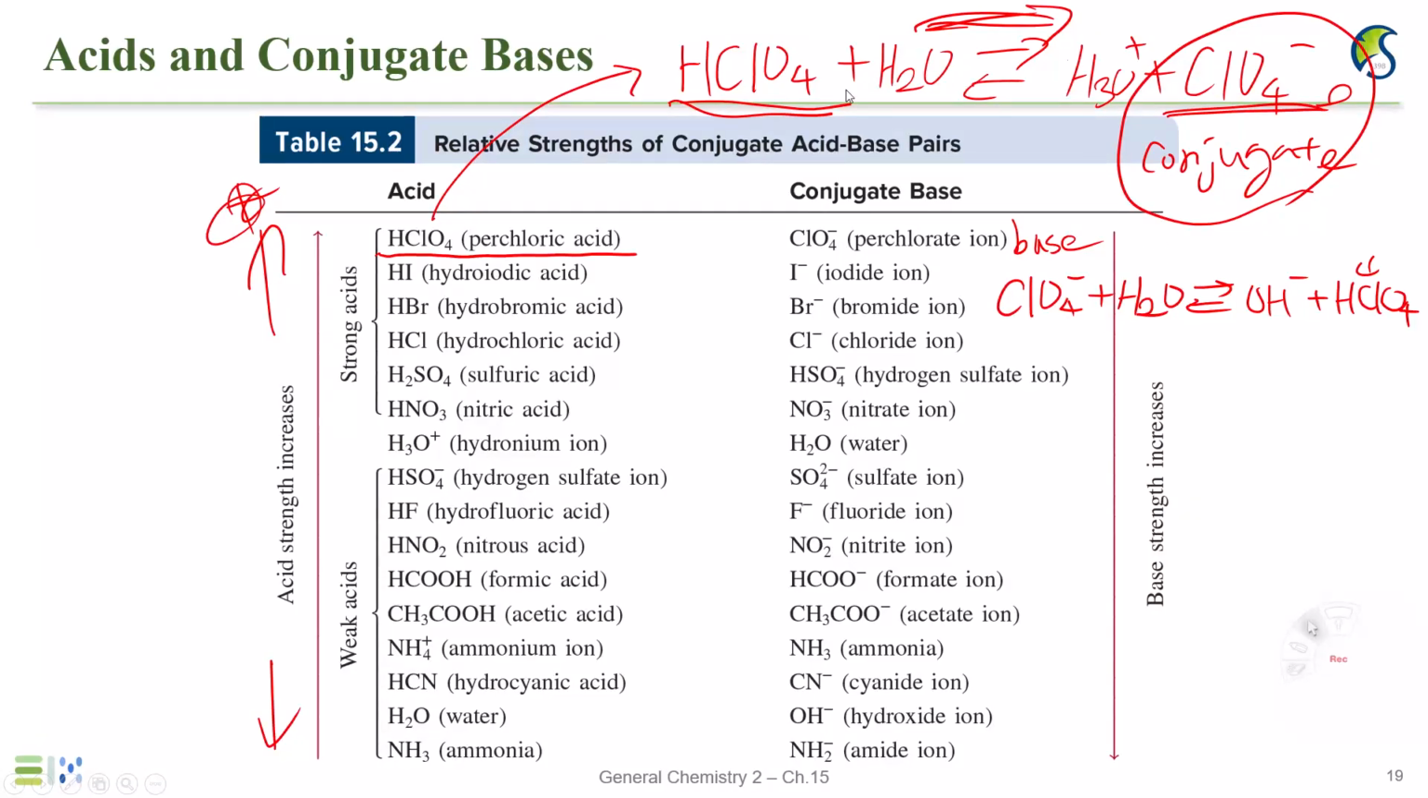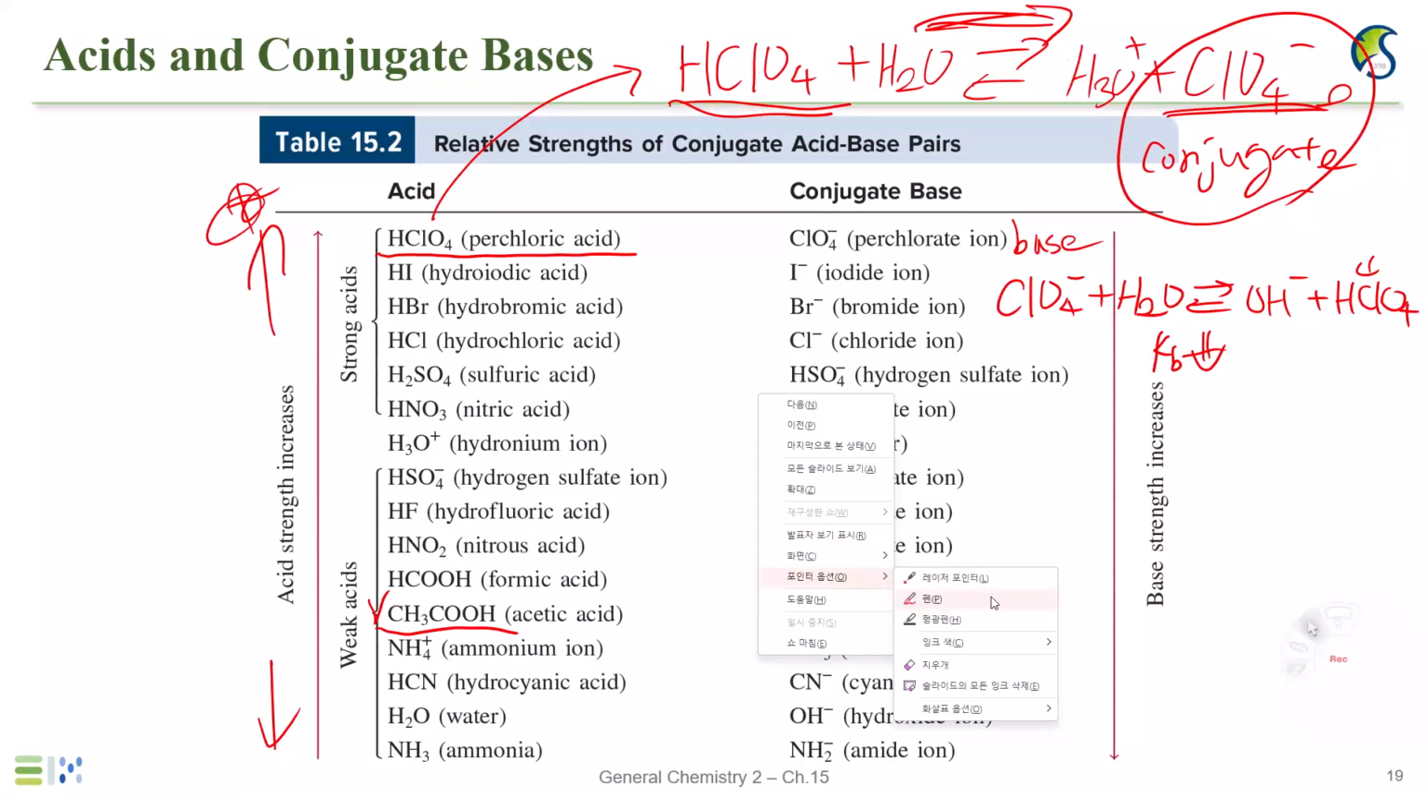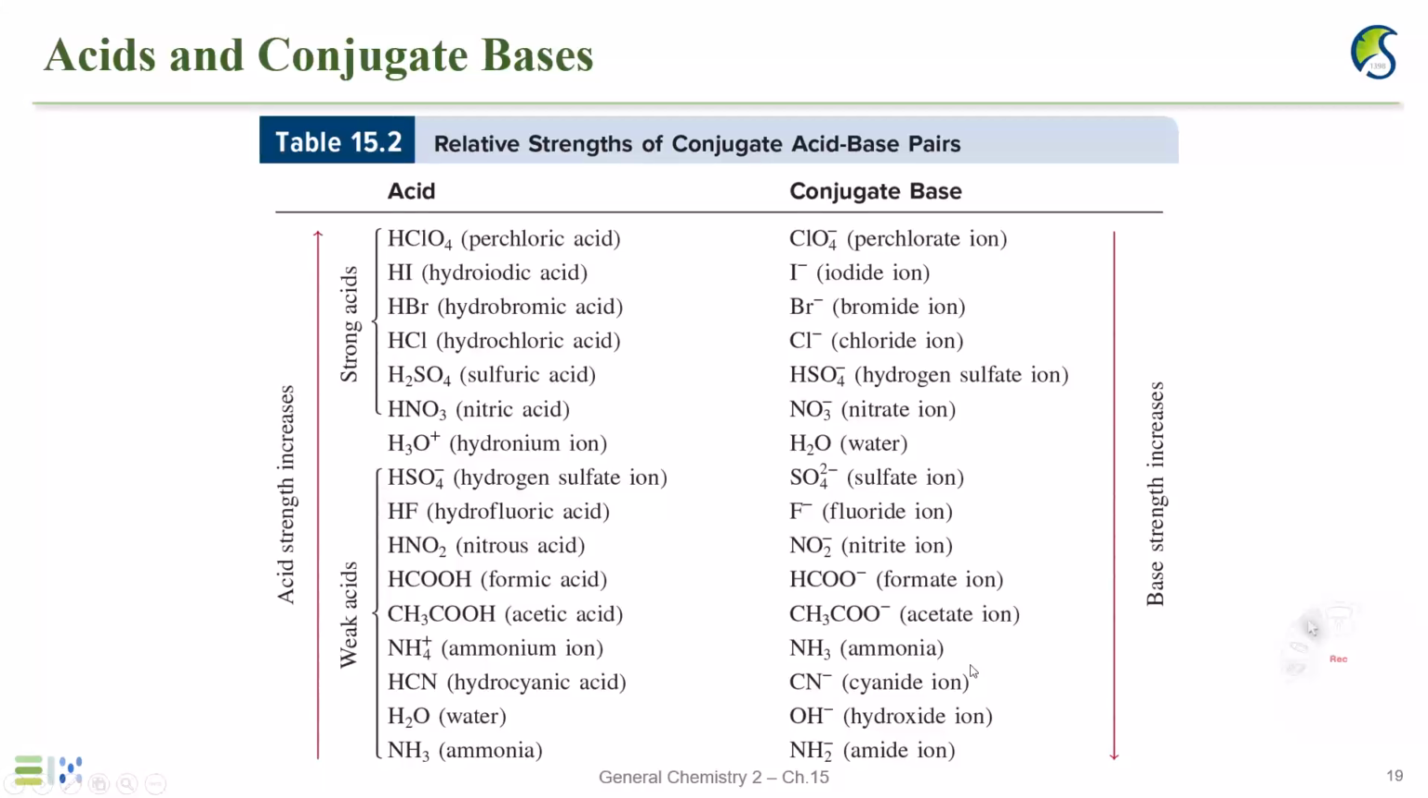So because the paired acid for this base is very, very strong, the strength of this base is very, very weak. So the Kb here would be very, very low. So if you take another example on the other side, for example this one, acetic acid, you can write down an equation from the perspective of this acetic acid.